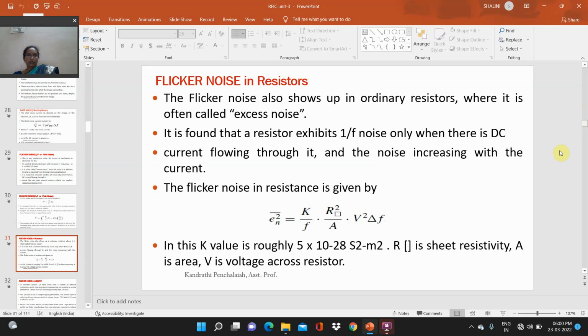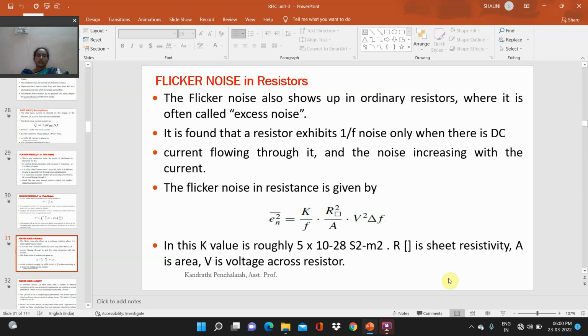So, what is flicker noise in resistors? Flicker noise also shows up in ordinary resistors, where it is often called excess noise. It is found that a resistor exhibits 1 by f noise only when there is DC current flowing through it, and the noise increases with the current.